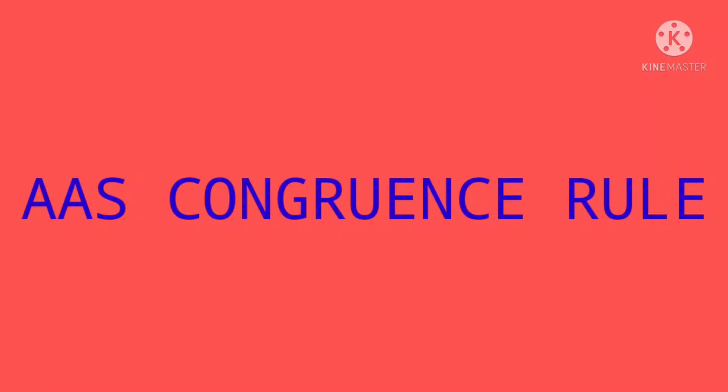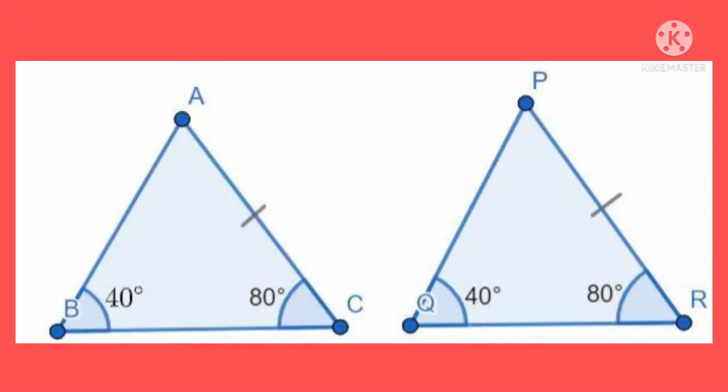Today we will learn about another congruency rule, that is the AAS congruency rule. In the AAS congruency rule, two triangles are congruent if any two pairs of angles and one pair of corresponding sides are equal.